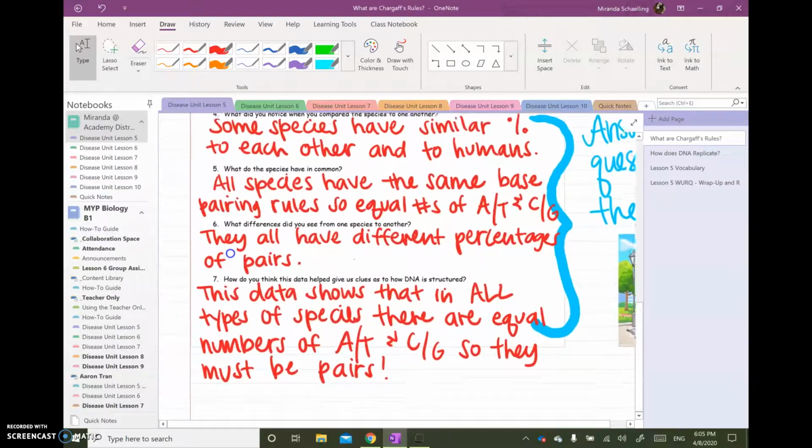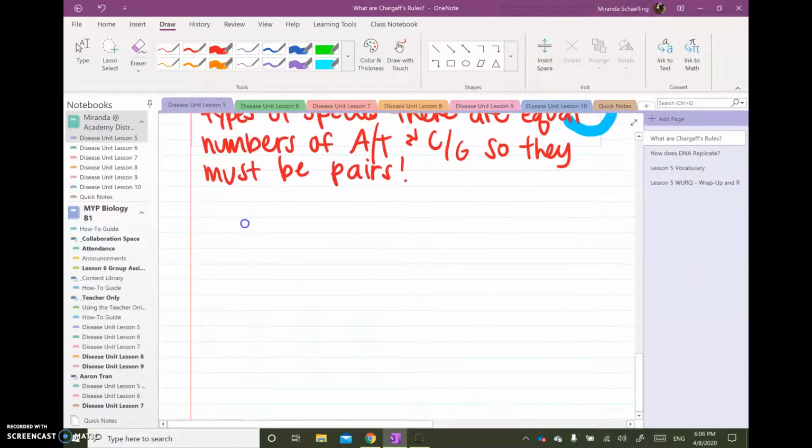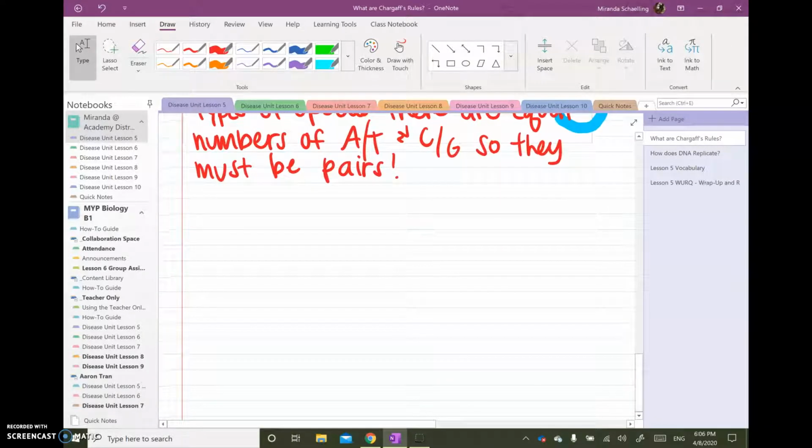All right, and the last question says, how do you think this data helps give us clues as to how DNA is structured? And I wrote, this data shows that in all types of species, there are equal numbers of A and T and C and G, so they must be in pairs. So remember, before the invention of the microscope, we didn't know about all of these tiny molecules like DNA, and we had to make guesses.